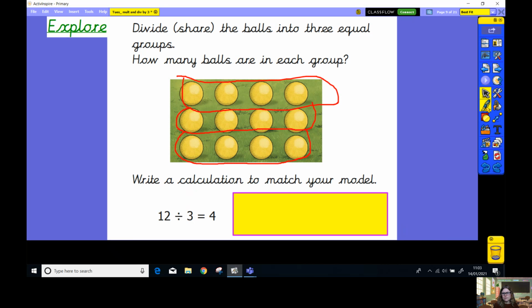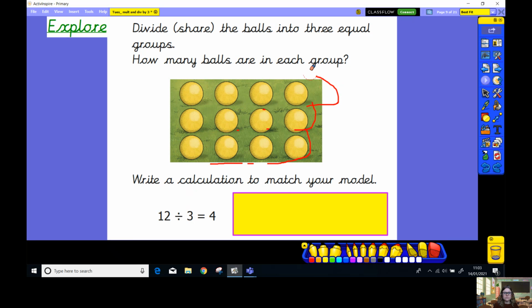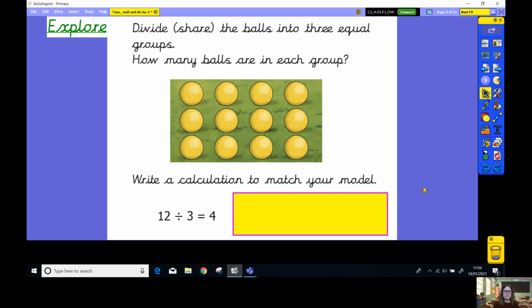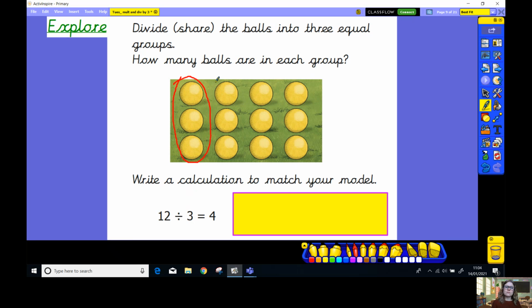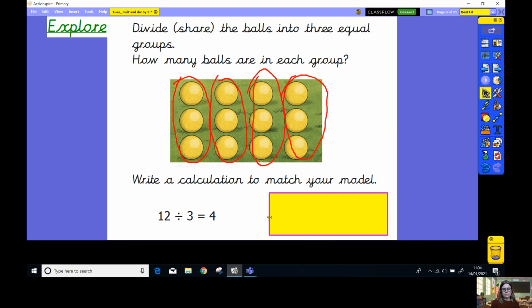Now, if I wanted to, I could divide it a different way. I could divide it into another amount. What other amount could I divide it into to make equal groups? Pause the video and have a think. That's right, I could do 4 equal groups. Here's one. Here's another one. Here's another one. And here's the final 4th one. And now each group has got 3 balls in it. So another way to write this calculation would be 12 divided by 4 equals 3.